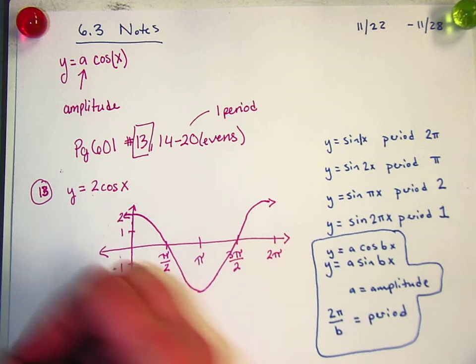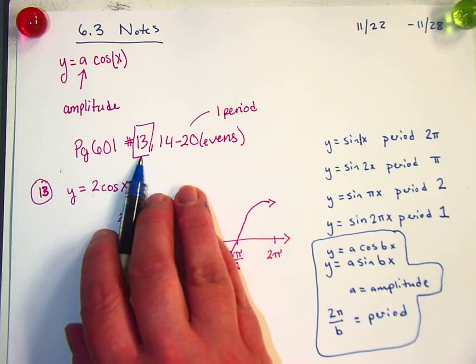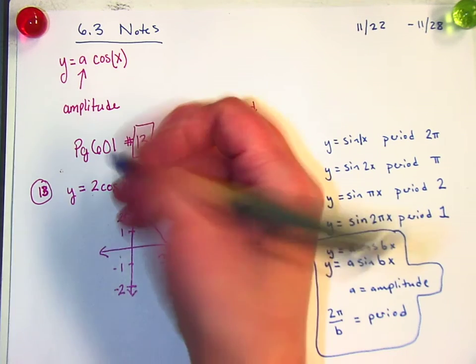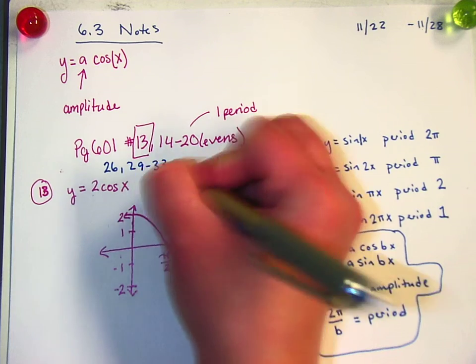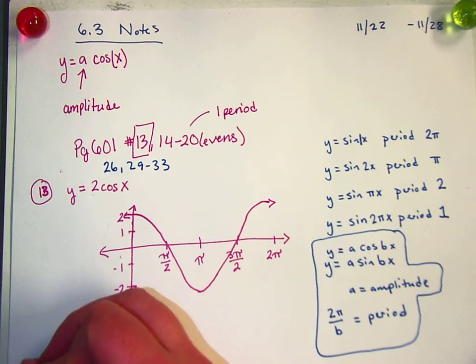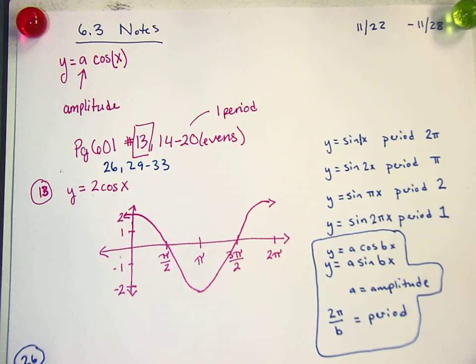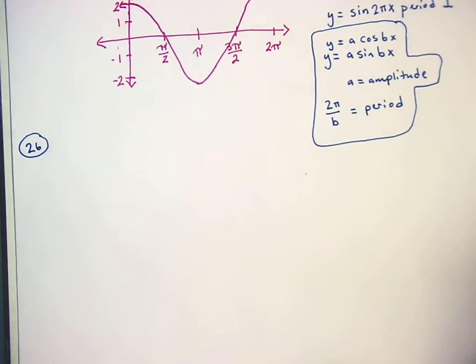Now the whole homework is page 601, number 13, 14 through 20 evens. Again, we're only doing one period on that. And then also 26 and 29 through 33. And we're going to do number 26 and number 30 together, so you'll have an additional 4 problems to do on your own. All right, let's look at 26.